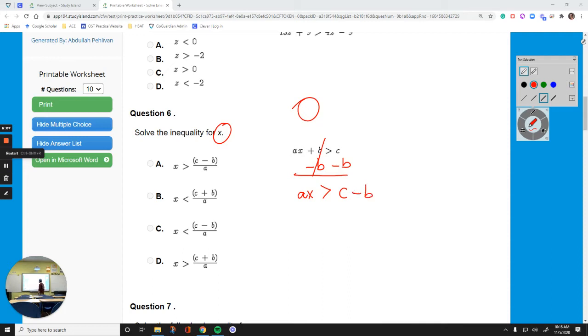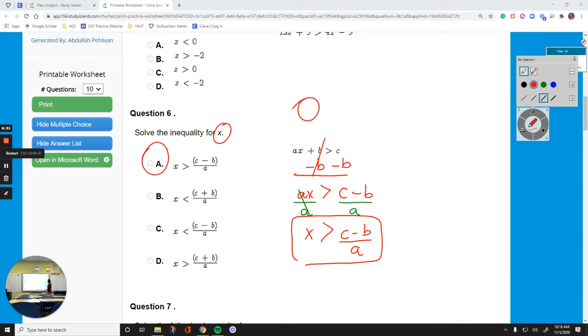These are not like terms, so I put them next to each other. I'm trying to get the x by itself, which means get rid of the a that is multiplied. I'm dividing to get rid of the multiplication, and then keeping everything else the same. So x is greater than c minus b all over a. That would be my answer for this question.